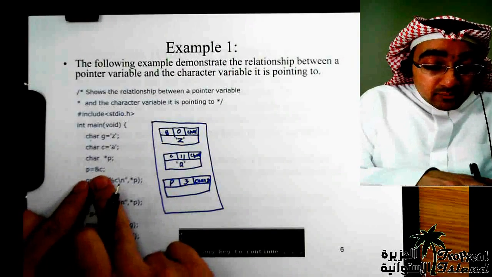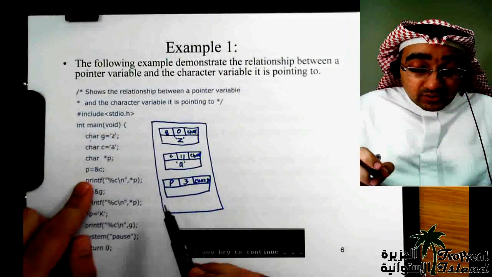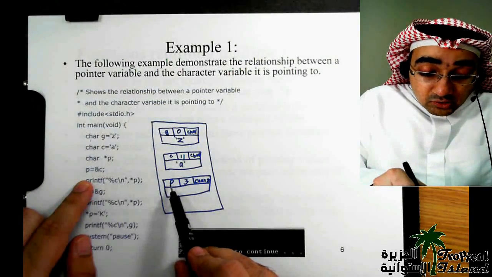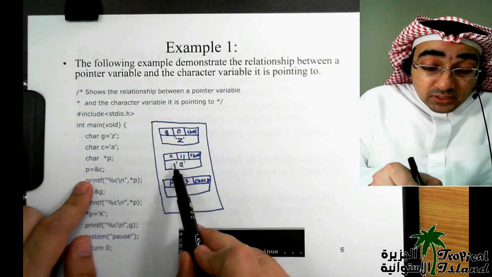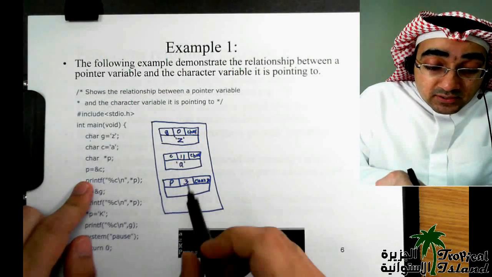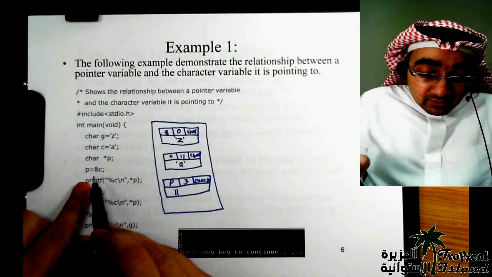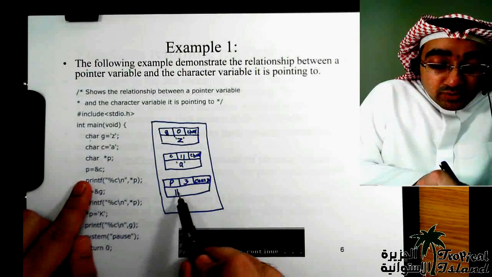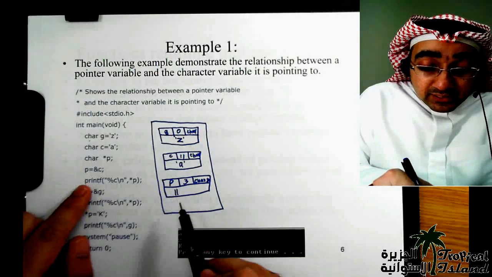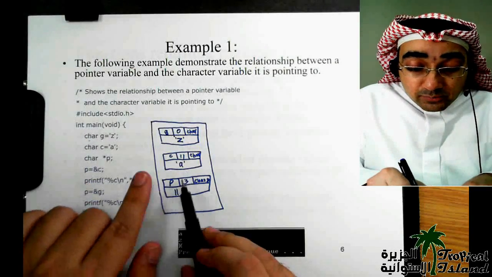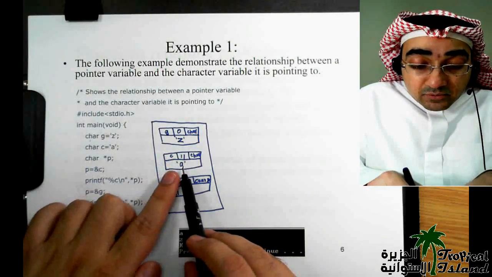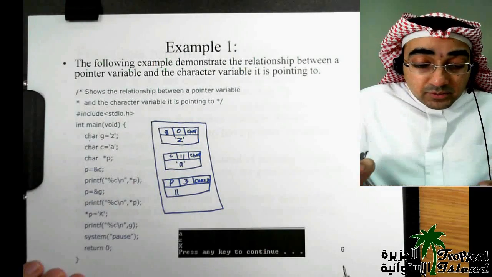Then we come to P is equal to the address of C. So I want P to contain the address of C. What is the address of C? This is C. The address of C is 11. So I come over here and I make it 11. This line, P is equal to the address of C, is going to put 11 over here. Now I'm actually pointing at 11 in the memory, and the value there is A.